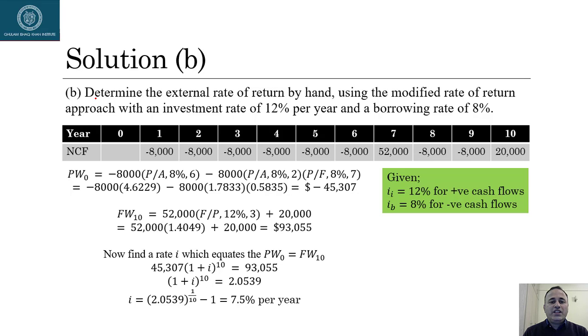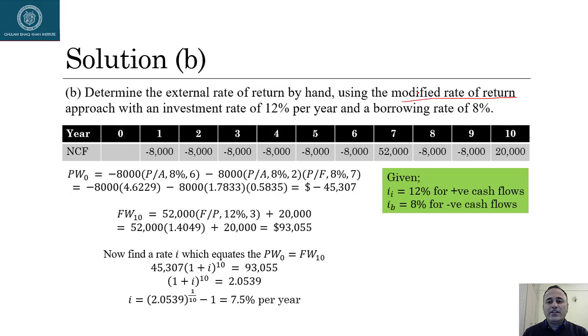Now, this part of the question says to determine the external rate of return by hand using the modified rate of return. Why do we need the modified rate of return in the first place? On the previous slide, we established that in this particular situation there may be 3 possible solutions. So as an economist, or as a project manager, you're confused now. Which IRR should I use for my project evaluation and selection? My task is to tackle this problem, and rather than dealing with 3 different IRRs, I should come up with only one IRR.